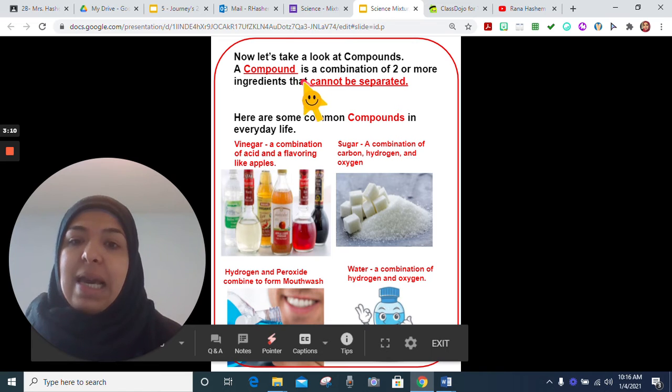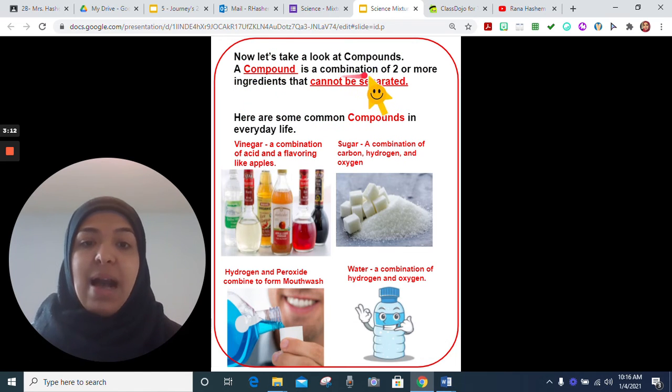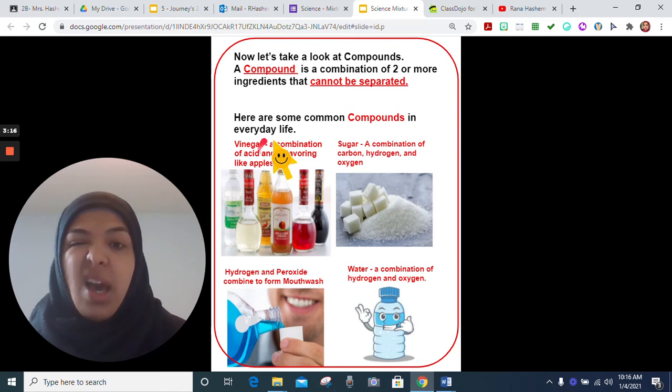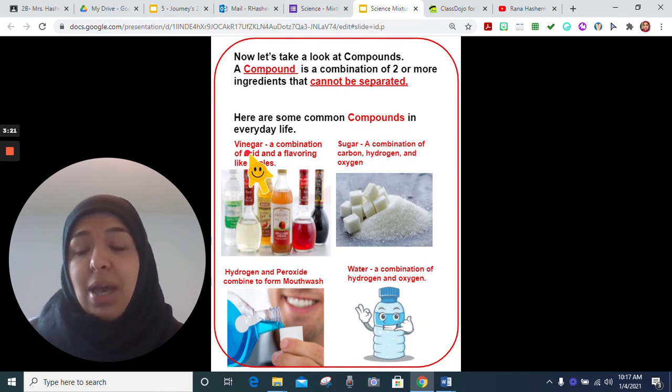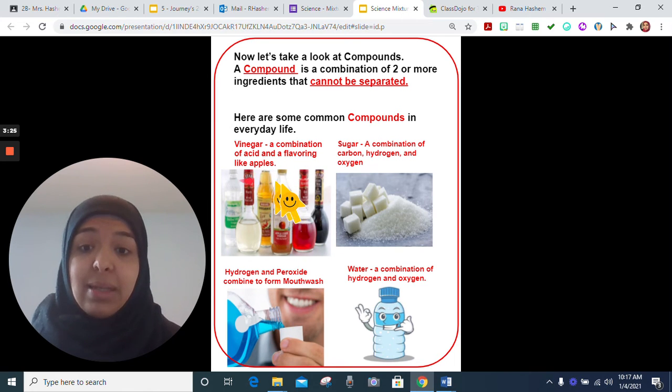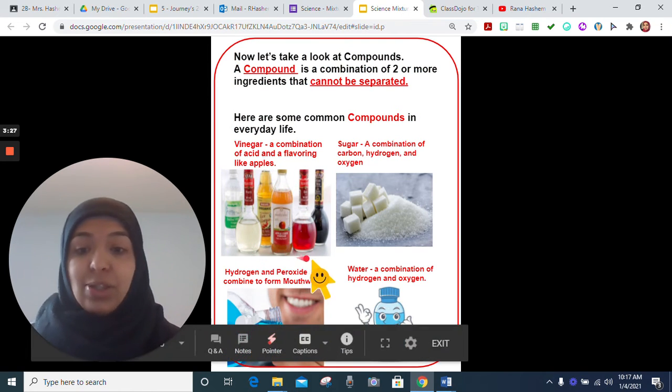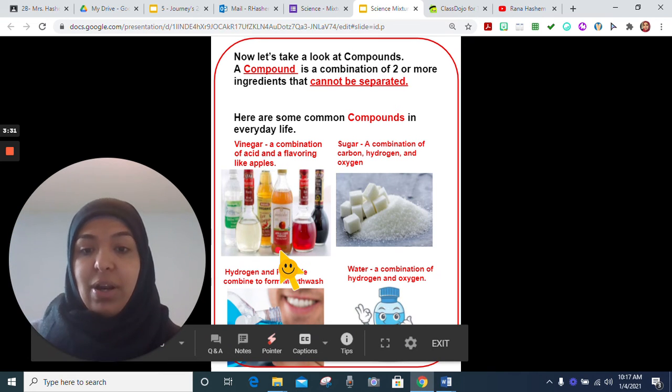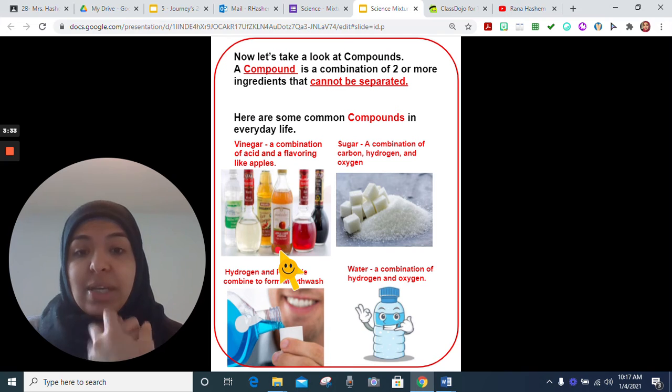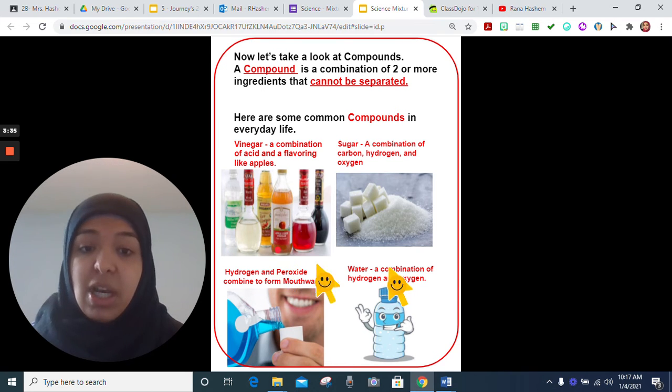Now let's take a look at compounds. A compound is a combination of two or more ingredients that cannot be separated. Here are some common compounds in everyday life. Vinegar, for example, is a combination of acid and a flavoring like apples. You cannot actually separate the water, the acid, and the vinegar, but it's made out of two things, so thus it's called a compound.